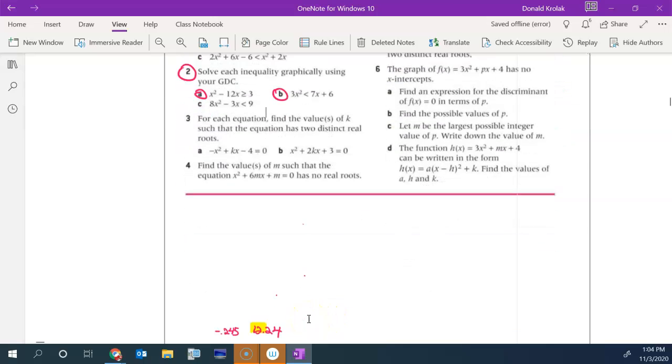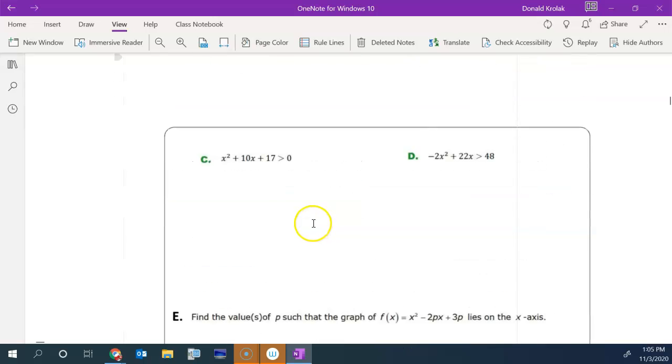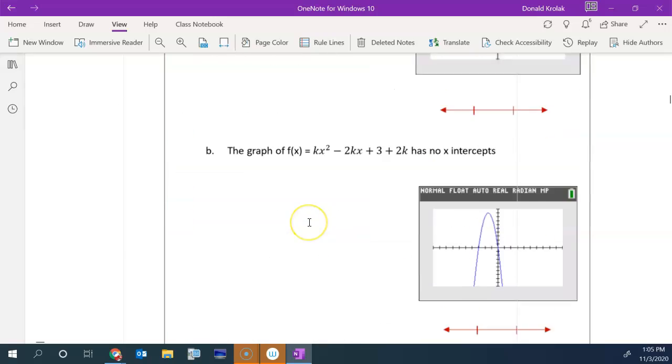All right, now to do this on your calculator, all you got to do is just find the x-intercepts. So we'll do an example here. We'll do 2C. Right, so I got 8x squared minus 3x is less than 9. Okay, so the first thing I do is I move that 9 to the other side. That's what's included right here.